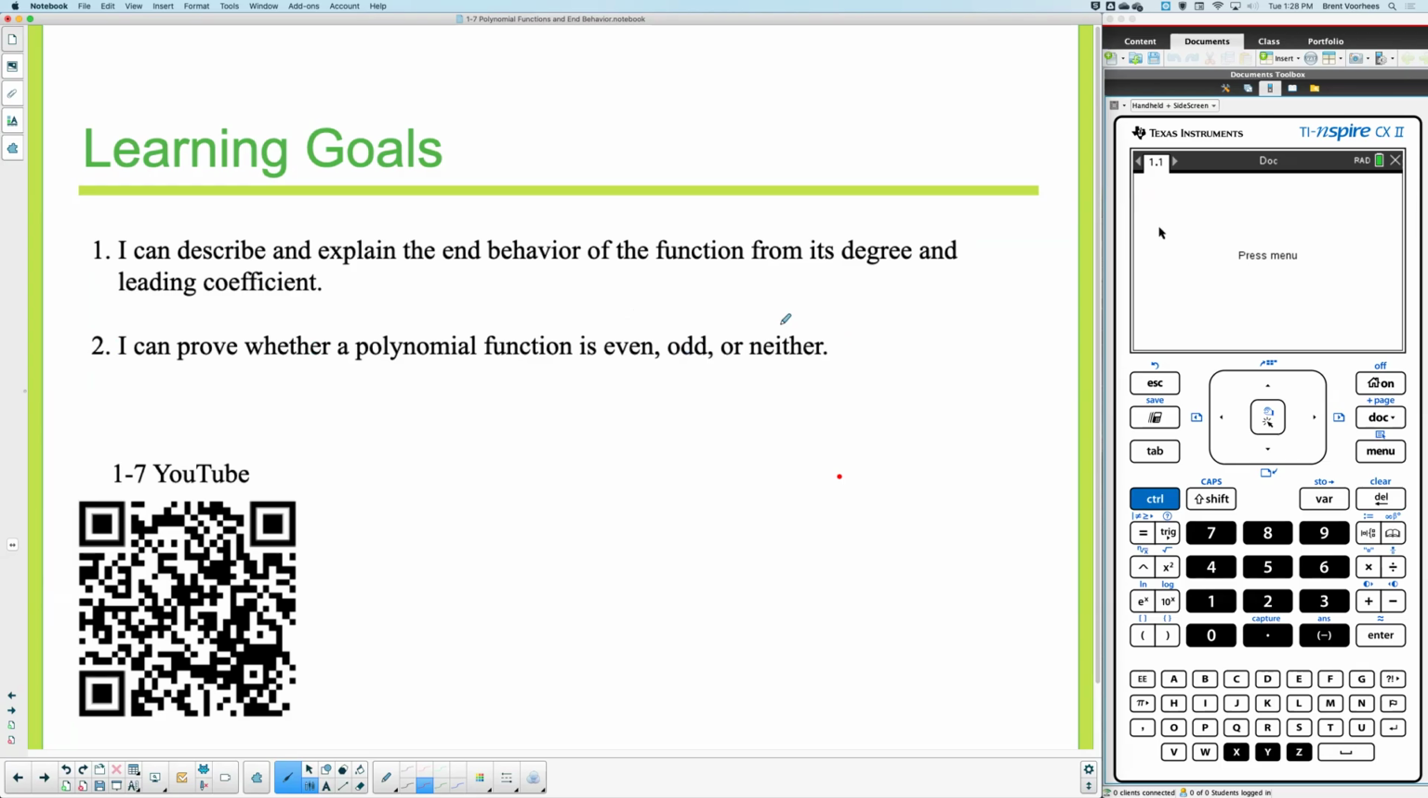The first half of the lesson is going to be talking about what is an even function, what's an odd function. And then where we'll end is we'll talk about this idea of end behavior. Those are the two things we're going to look at today. First, we're going to look at even and odd.